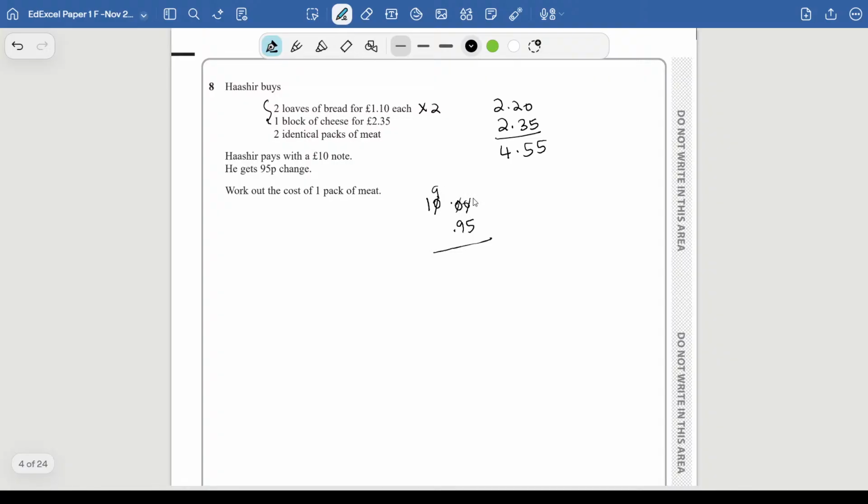Okay, this is 10, 9. So 9 take away, this is 5, 0, 9. So he actually paid 9.05, and from that if you take away the cost for 2 loaves of bread and a pack of cheese, you need to take away 4.55 from this. So you have 0, this is 8, 10, take away 5, and 450. So this is the cost for 2 packs of meat.